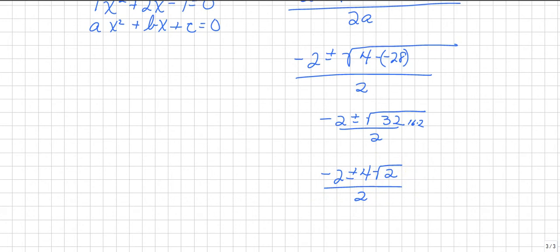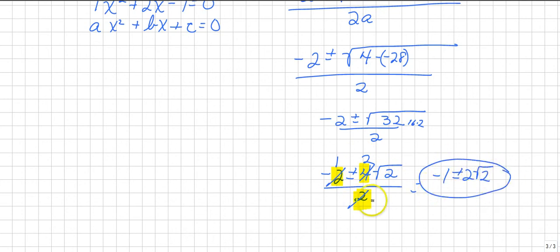Okay, now we need to simplify this, and you can cancel. But some students kind of goof this up sometimes. The thing is, you have to cancel the 2 with both of those numbers. You can't just do one. You just can't cancel the 2 with the 2. Alright, so let's cancel. 2 goes into 2 once. 2 goes into 4 twice. Now, we're left with negative 1 plus or minus 2 root 2, which is the final answer. So be careful on that cancellation. I've seen that error happen many times.